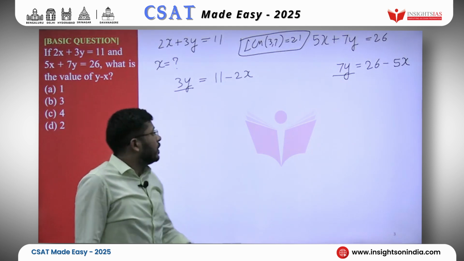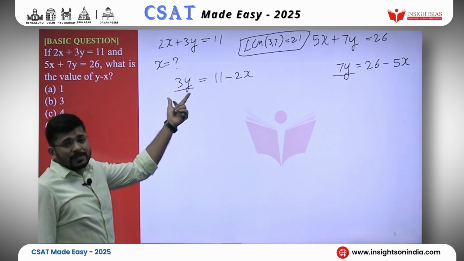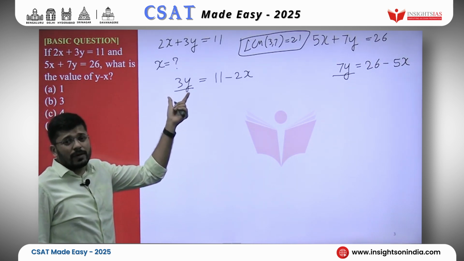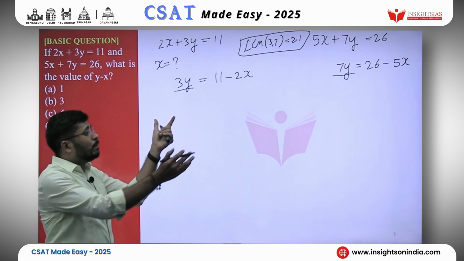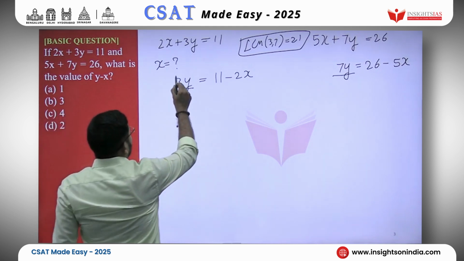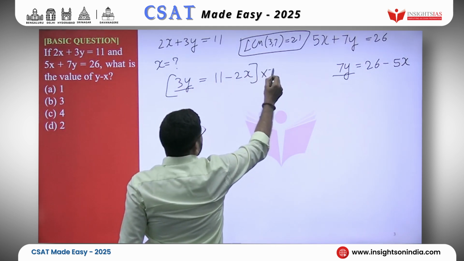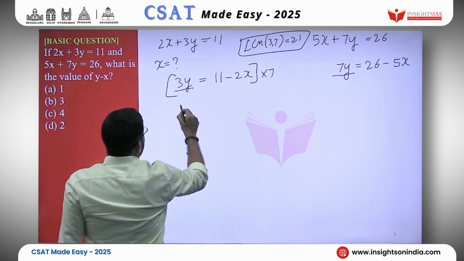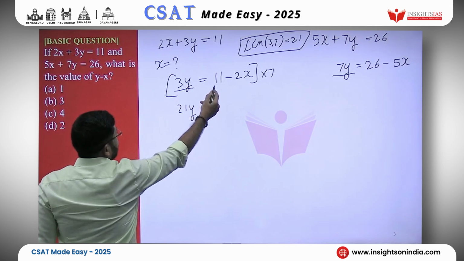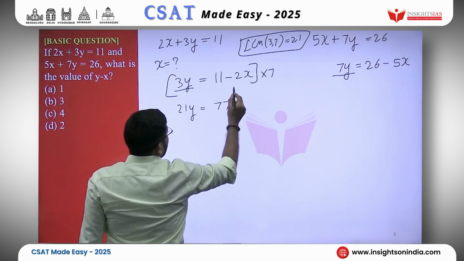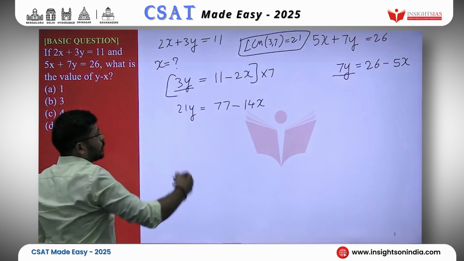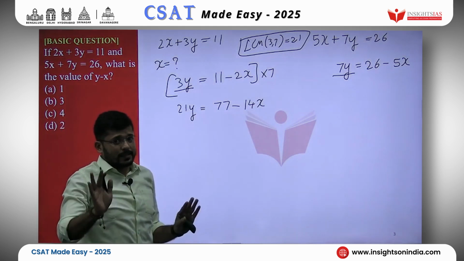How do we do that? We cannot just multiply 3y with 7. If we multiply 3 with 7, we get 21, yes. However, we cannot do it only on the LHS. If you multiply anything to the LHS, you need to multiply the same thing to the RHS also. So we will multiply this whole equation with 7. Then what do we get? 21y is equal to 11 into 7, that would be 77, minus 2 into 7, that would be 14x. So we got 21y is equal to 77 minus 14x.